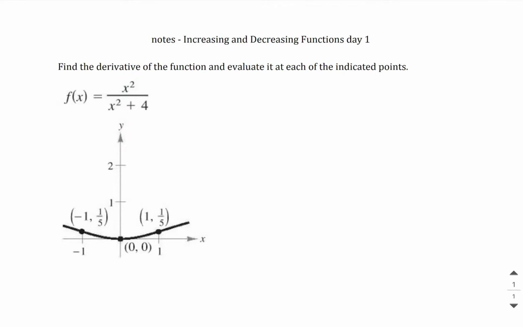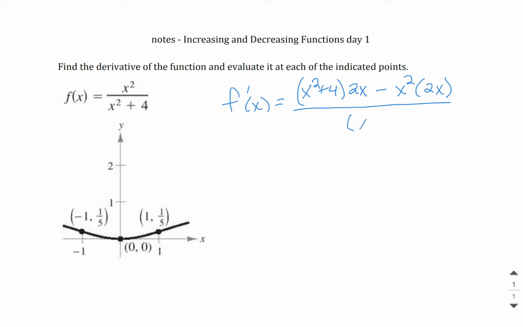So for my function, I have f of x equals x squared over x squared plus 4. And for this one, what I'm going to do is use the quotient rule to find the derivative. So when we differentiate, we're going to have f prime of x is equal to the low function, so x squared plus 4 times the derivative of the high function, which is 2x. Then low d high minus high d low, so we have x squared times the derivative of the low function, which is also 2x because the 4 goes away. And then we want to divide that by the low function squared. So x squared plus 4, and then don't forget the squaring of that part.